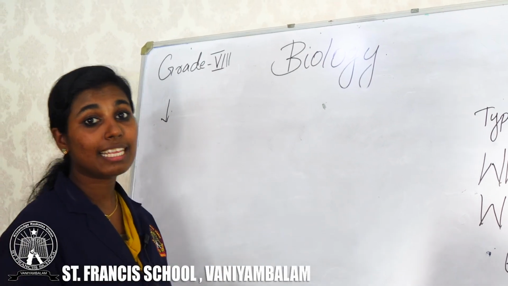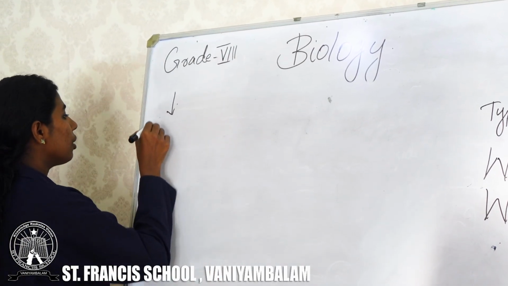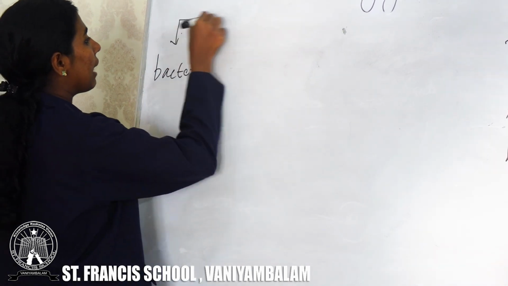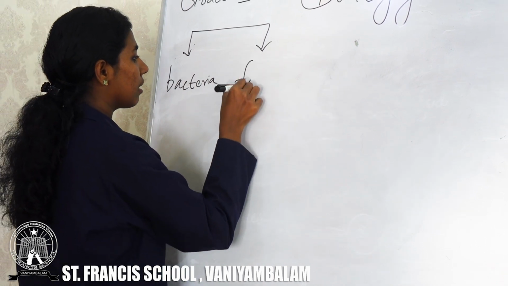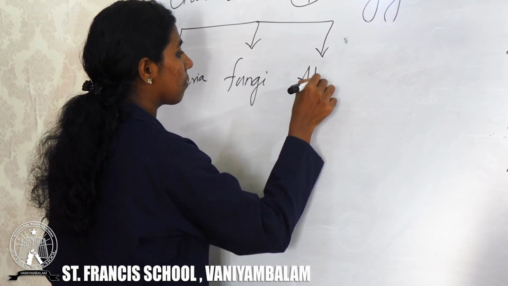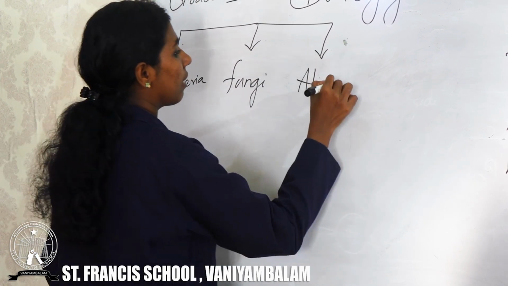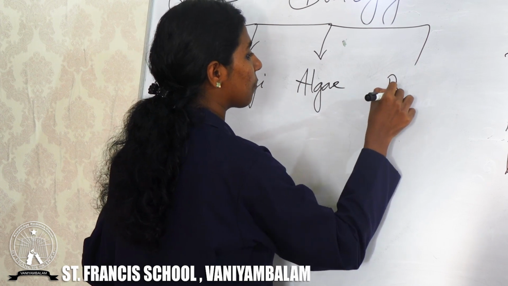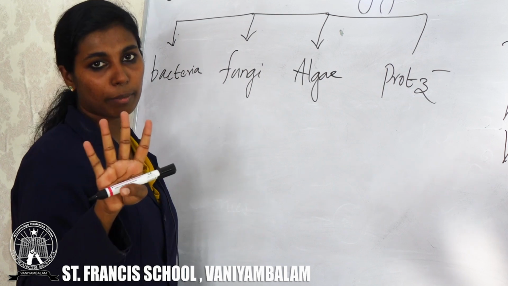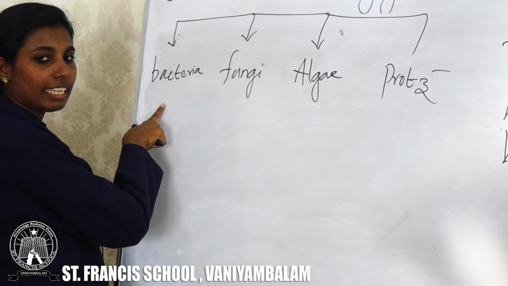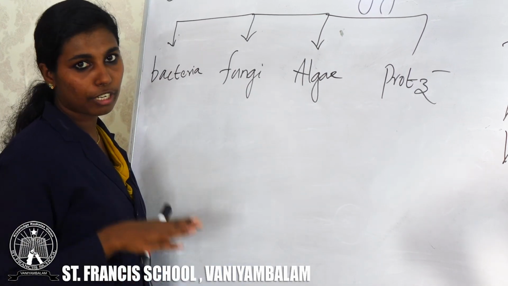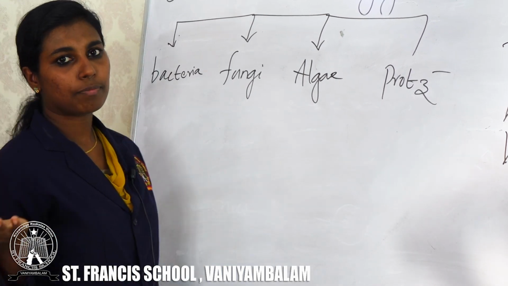The first one is bacteria. I am sure you know about bacteria. And the second is fungi. Third one is algae. And the fourth one is protozoans. So, mainly 4 types of microorganisms: bacteria, fungi, algae and protozoa. Hope you clear. Then, what about virus?